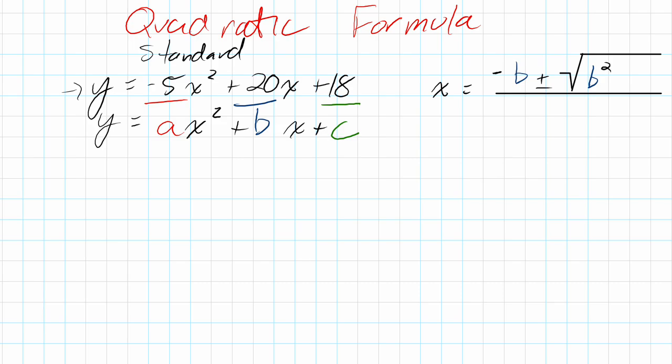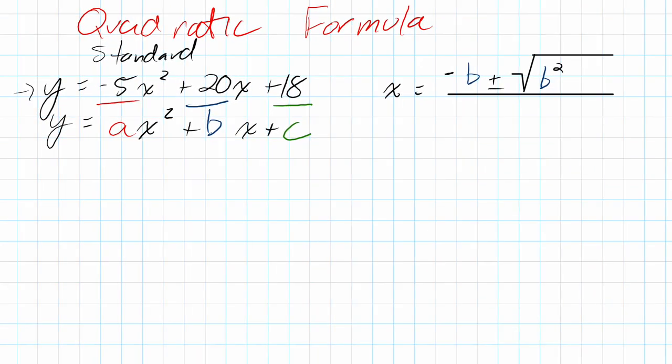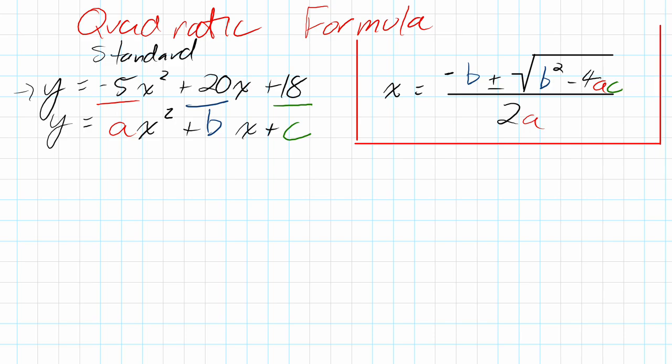I'm going to need more room here. And then we subtract the number 4 times the coefficient a times the constant c. And then all of that is above the letter 2 multiplied by a. So this here is a formula in itself. I'm going to put a box around it.